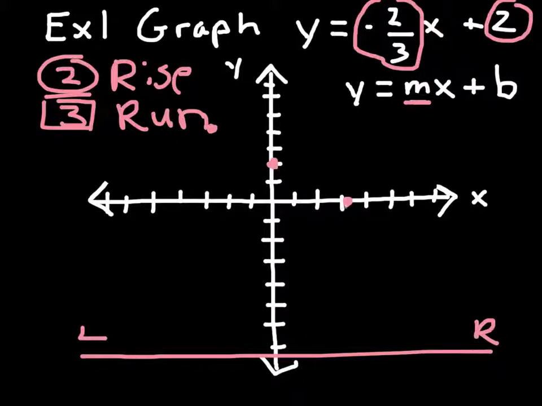Now, from this point again, I could go down 2, right 3, and I could keep on doing that until I get a number of points. And if I do it right, these points are going to lie in a straight line. And this is a really easy way to graph an equation.